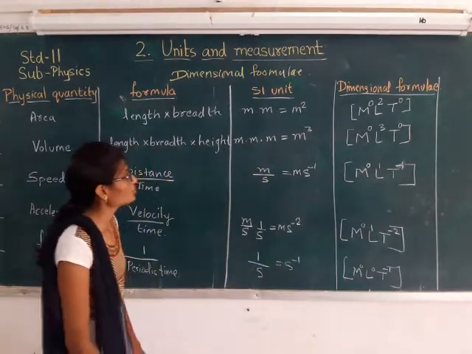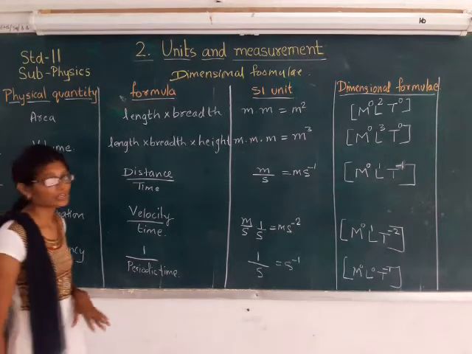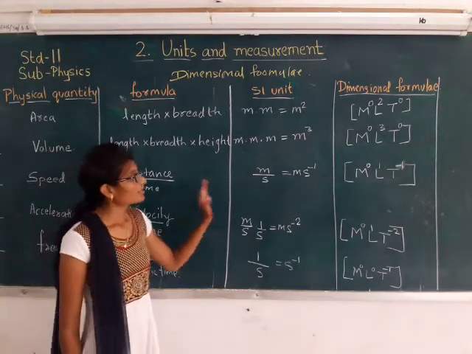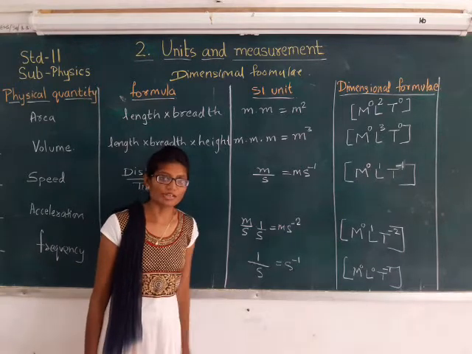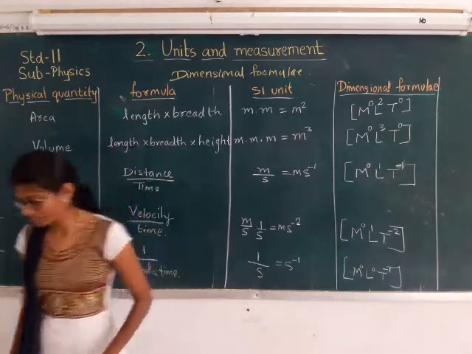So at T you can write it as -1. So students, first of all you may note down these 5 physical quantities with their formula, unit and dimensional formula. Then we will see some of the other physical quantities.